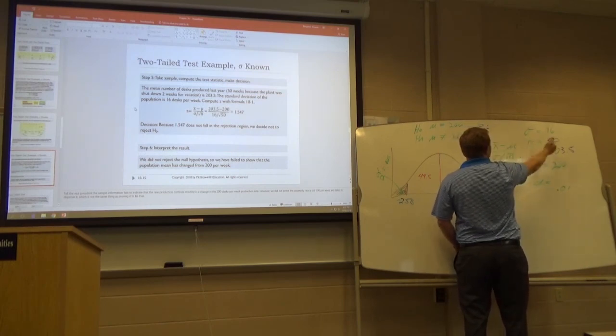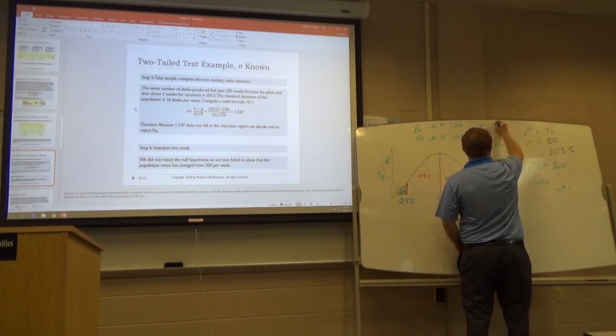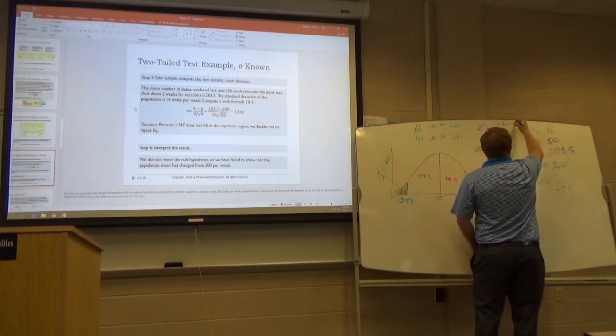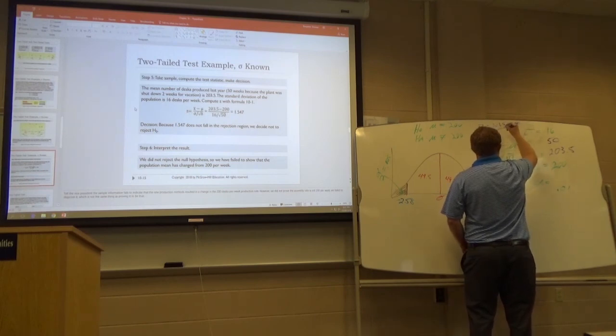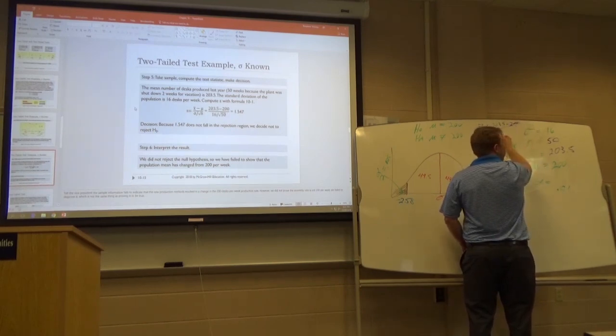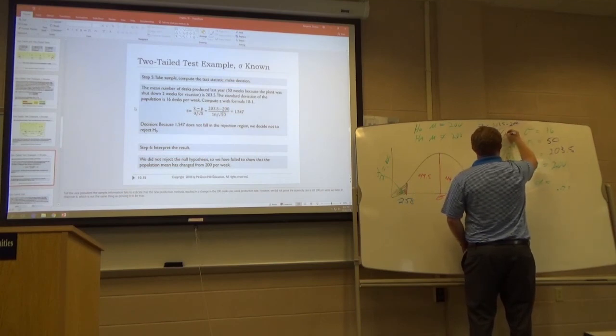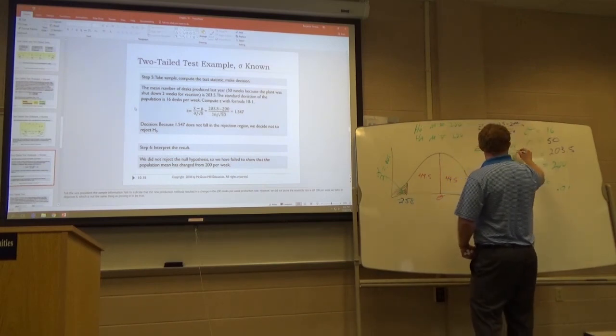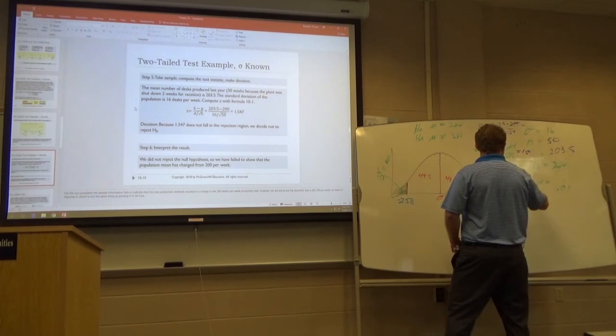Z equals what? X bar is what? 203.5 minus what? 200. Minus 200 over what? The standard what, Peyton? Error. Very good. Sigma is what? 16. 16 divided by the square root of 50. And that's going to give us an answer of 1.547 in this case.